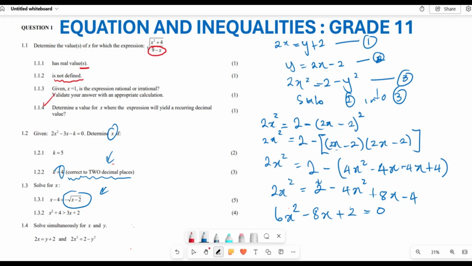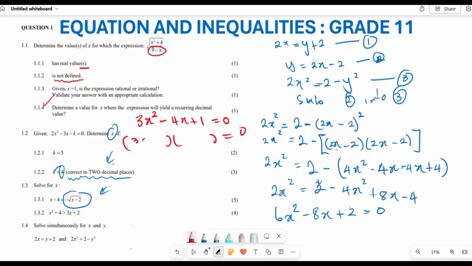And what is important for me to do now from here? I'm going to start by dividing by 2 everywhere. This is going to be 3x squared minus 4x plus 1 equals 0. Are we fine again? Right. And now what is going to be the best plan here? Now I am going to open up my two brackets and equate this to 0.